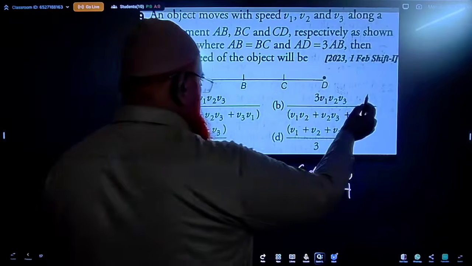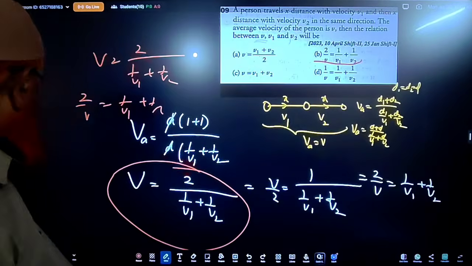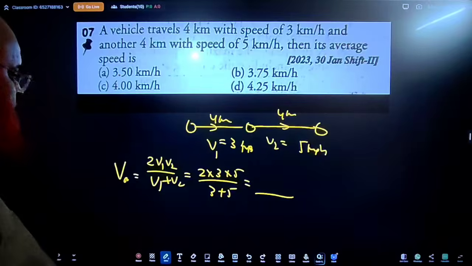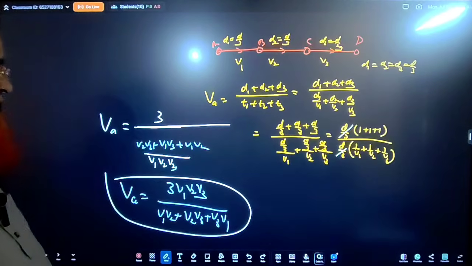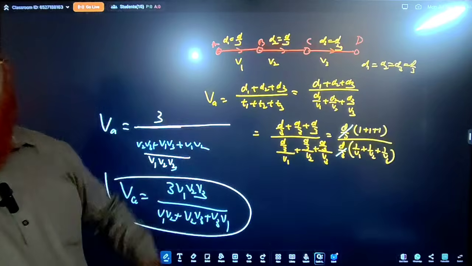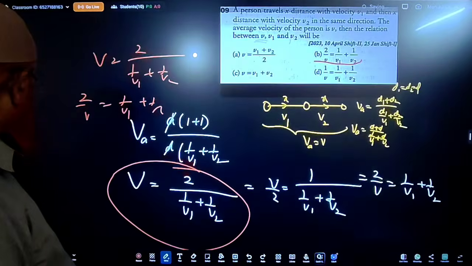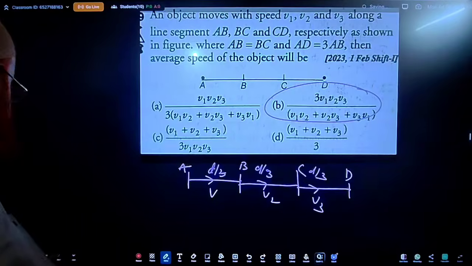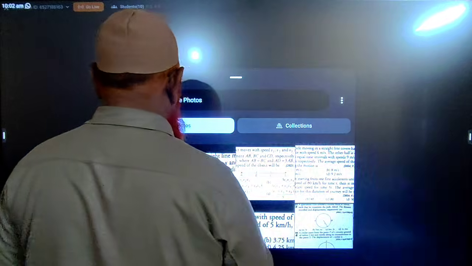So without solving, you can write the answer as this, because we have already solved this problem. It's a case of triplet. This is the case. Understood? d by 3 plus d by 3, d by 3, d by 3 is going to be this one. Okay? Do we need to solve again? Not necessary. Okay, good.